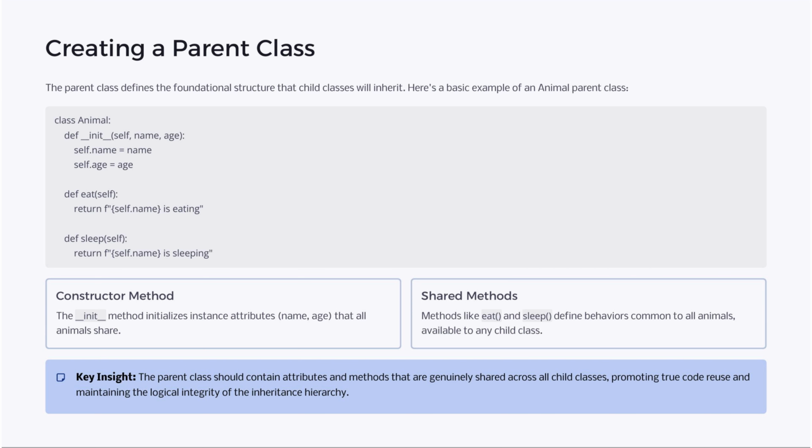The parent class, such as Animal, establishes a shared structure for child classes. It includes an init method to initialize common attributes like name and age. Methods like eat and sleep define universal behaviors. This ensures code reuse and logical consistency across the inheritance hierarchy, forming a robust foundation for child classes.